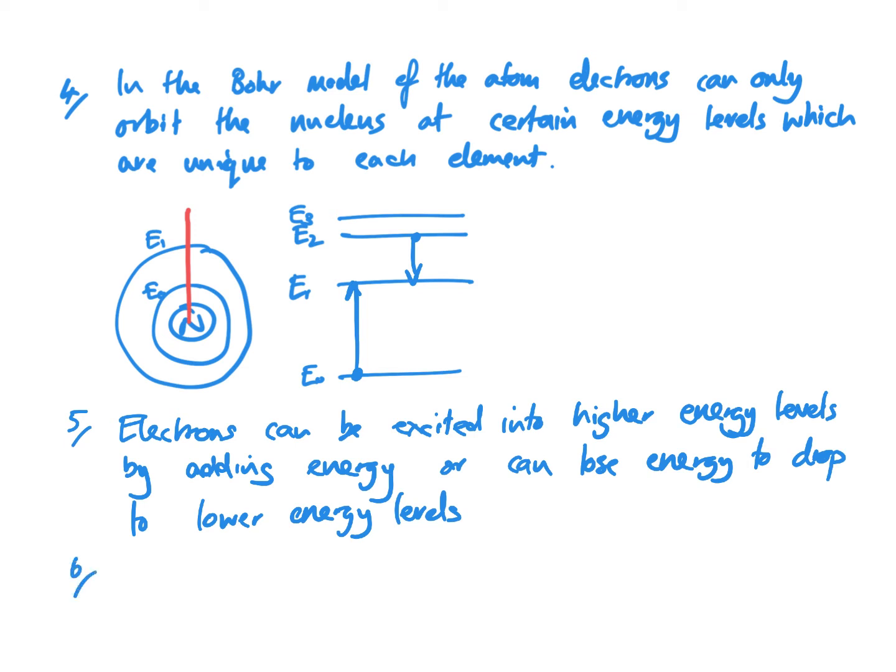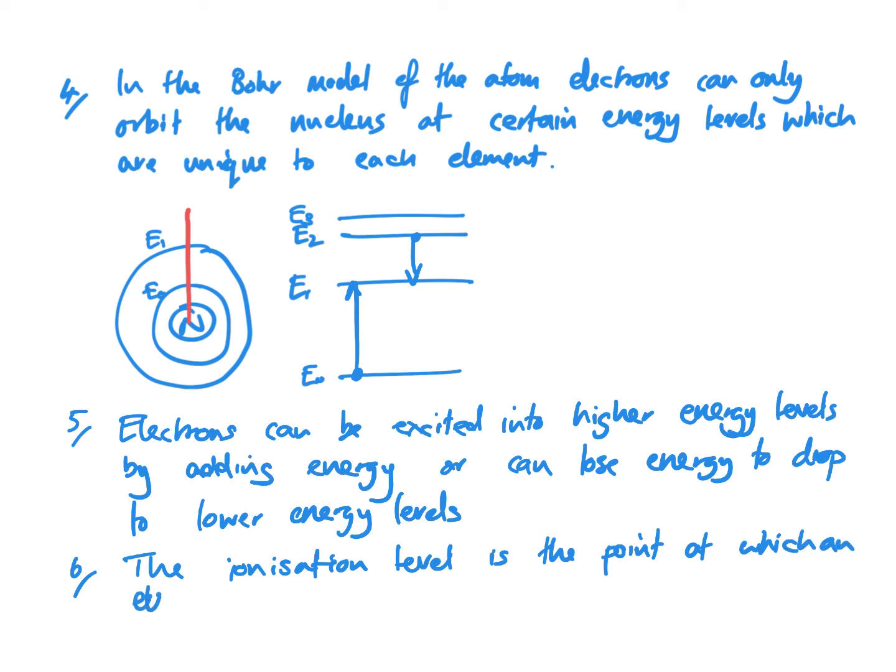Outcome 6 says that the ionization level is the point at which an electron is just free of an atom. So that's what ionization means, you're releasing the electron from the atom. But it doesn't have any extra energy beyond that, it's just made it out and no more. So in actual fact, that's defined as 0.